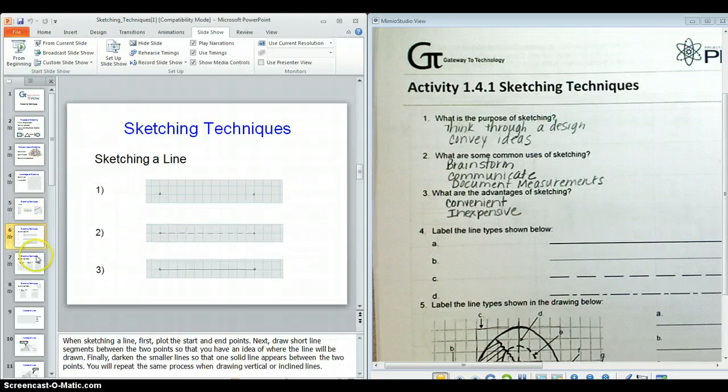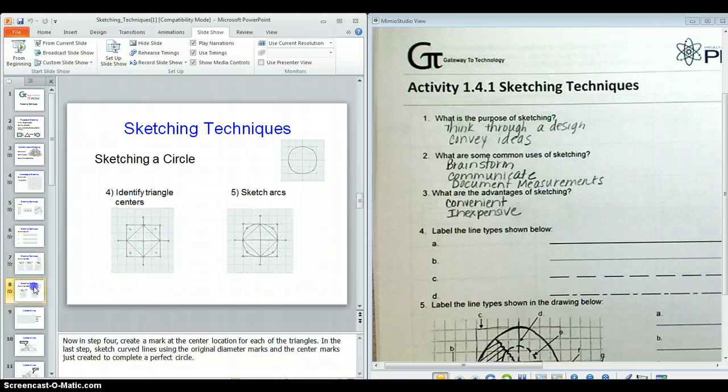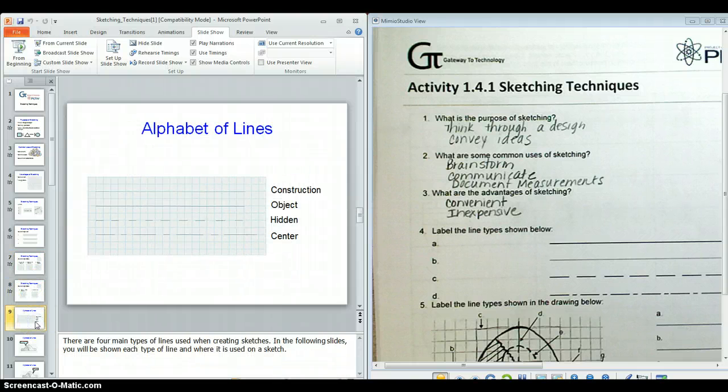I am not going to go through how to sketch a line with you today. I'm just going to skip ahead to the alphabet of lines. It's really important that you learn what the different lines mean. When we look at blueprints, you need to know how to read a blueprint, especially as we get into Autodesk Inventor. Also, I want to draw your attention that your packet and what's on the PowerPoint are a little bit different.